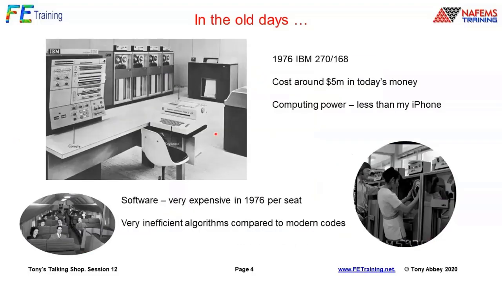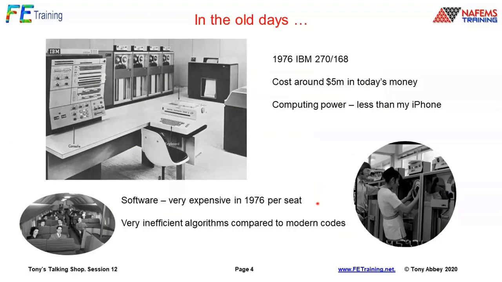The computing costs then were extraordinarily high. We've got 1976. I worked out it's about $5 million in today's money, and the computing power is less than my iPhone. I can remember when the company bought it in, it nearly broke them. The software, somebody, a smart young lady loading the software here, I couldn't get a hard value for the typical software that we would use in 1976.